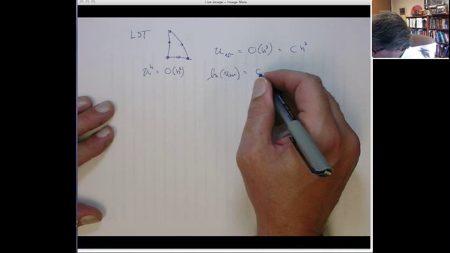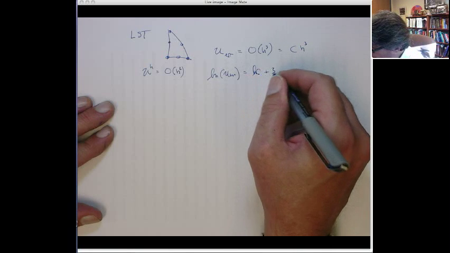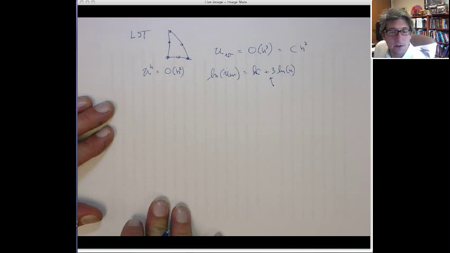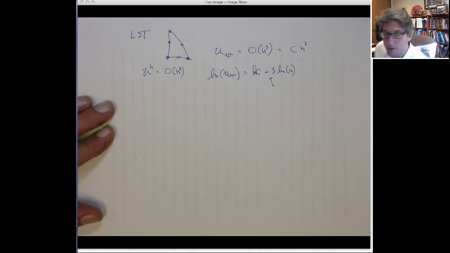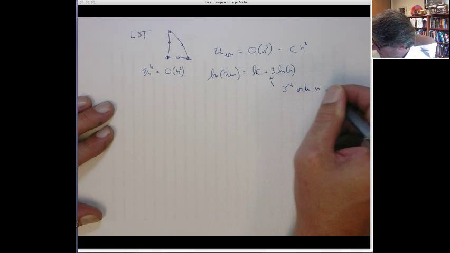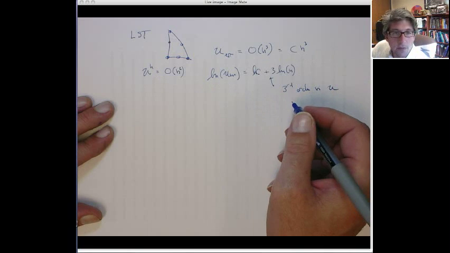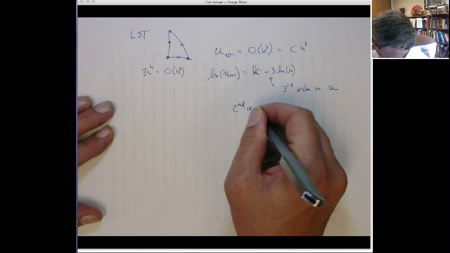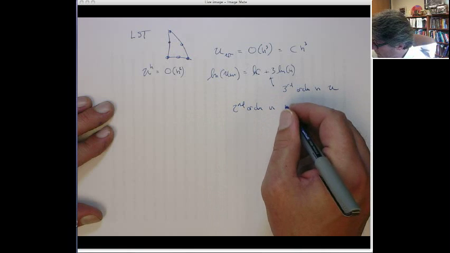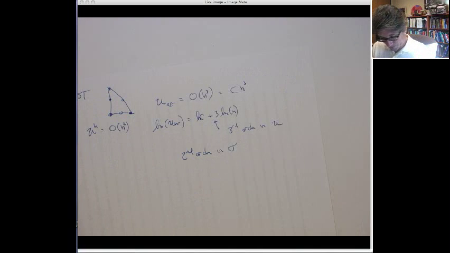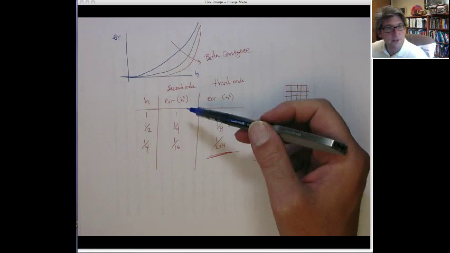So we'll get ln of c plus 3 ln of h. So here's the convergence rate. It's third order, okay? So it's going to exhibit third order convergence. Now, the stress result is going to be 1 order less than that, so it's going to be second order in stress, okay? And you can see from what we had before, from these, how dramatic a difference you can get.